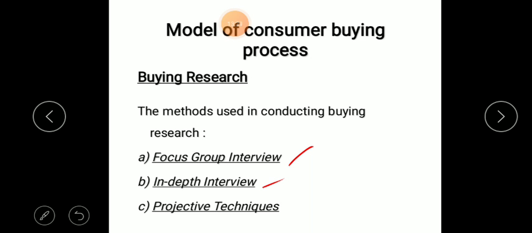The second type of buying research that we are going to do is the in-depth interview. As the name suggests, these are in-depth interviews. A lot of detailed questions are asked. It is a method of obtaining qualitative data. Generally, it is an unstructured, direct personal interview in which a single respondent is probed by an interviewer for knowing underlying motivations, attitudes, and feelings on a particular topic. So generally these are qualitative in nature, as I have said to you.